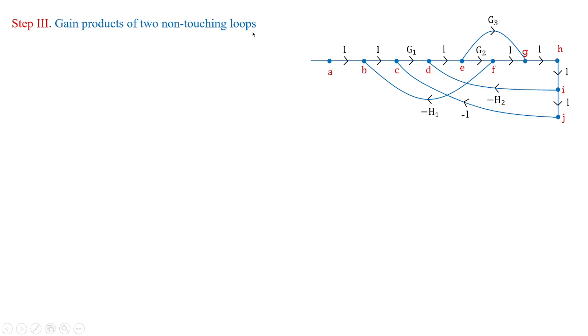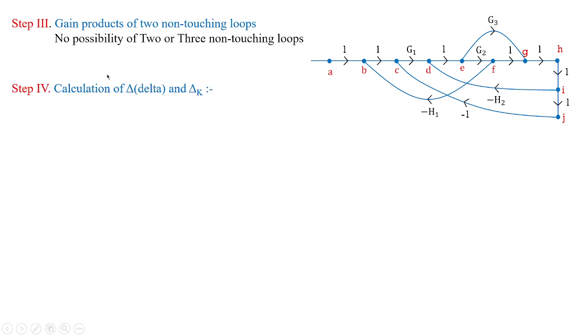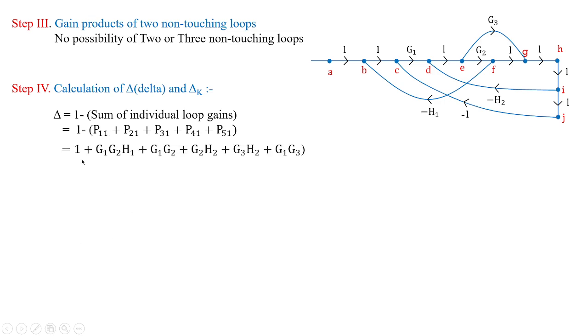Now gain products of two non-touching loops. If at all you observe forward path gain 1 or forward path gain 2, there is no possibility of 2 or 3 non-touching loops. Fine. So now we can calculate the delta value and delta k value, where delta is equal to 1 minus the sum of the individual loops. Already we have taken all the individual loops. We have 5 individual loops. So 1 minus these 5 individual loops, we are going to get the value of delta equal to 1 plus G1 G2 H1 plus G1 G2 plus G2 H2 plus G3 H2 plus G1 G3.